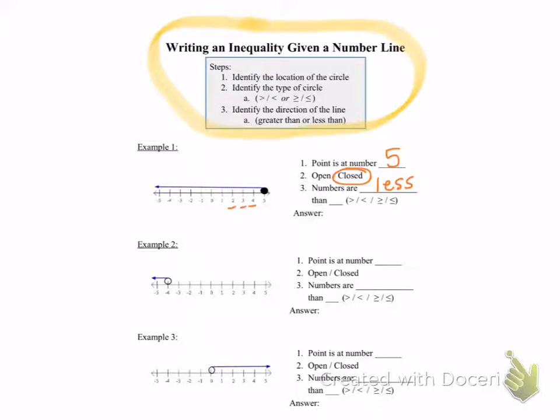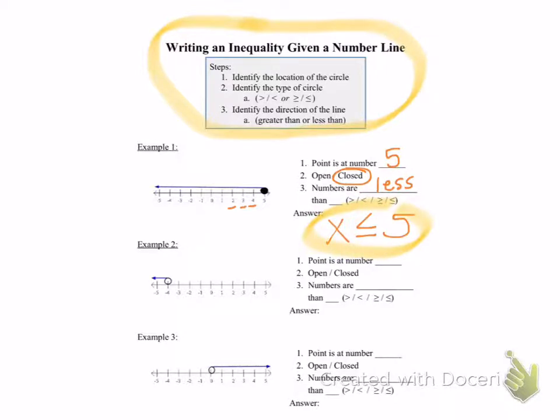So when we write this answer, we're starting with x and we're starting with 5, because that's the number that's included in that graph. Okay, we know that it is a closed circle, so it has that equal to line under it. And then lastly, the numbers we already know are less than 5, so our less than symbol is facing towards our 5. So here's our inequality.